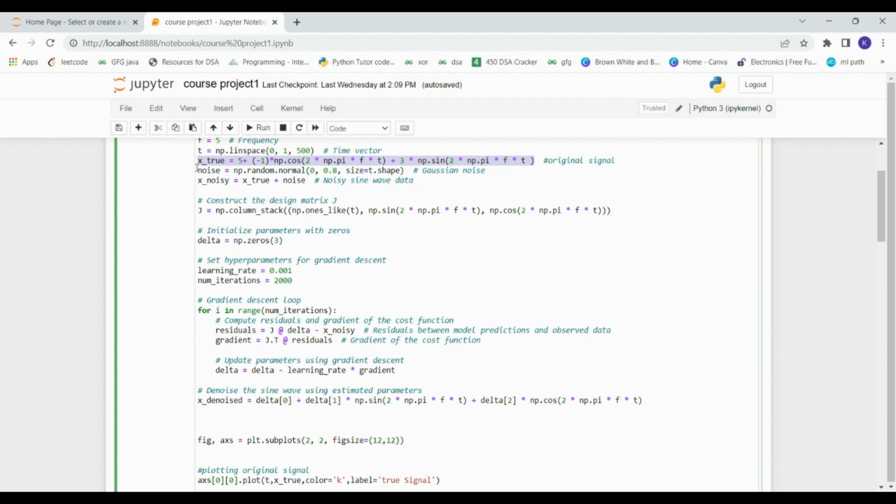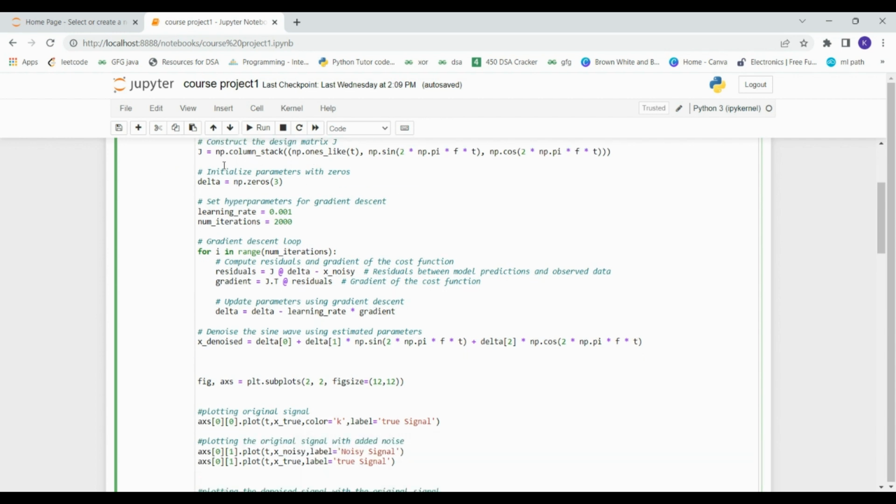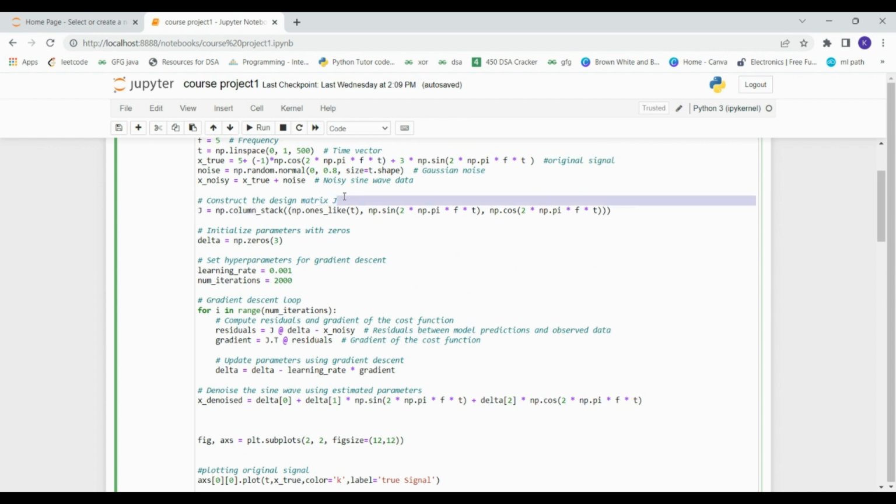And next I have taken Gaussian noise as np.random.normal with mean 0 and variance 0.8. I added the noise to the true signal as x noise equals x true plus noise, and then I constructed a design matrix J. This line constructs design matrix J, by stacking the column vectors of ones, sine values, and cosine values. It is used in the least square method to estimate the parameters of the true signal.